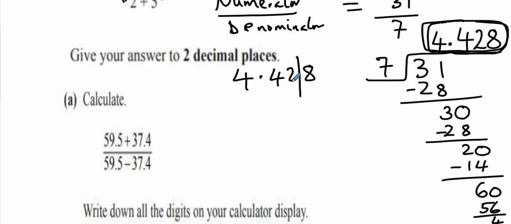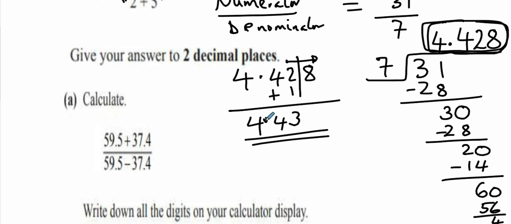They need 2 decimal places, so you put a bundle over here. Check on your right, there is 8, so you add 1 here. This will be 3. So the answer is 4.43. Don't write 0 here, because they need only 2 decimal places. When you put 0, you will be getting 3 decimal places. So this number, you ignore it. So the answer to 2 decimal places is 4.43.